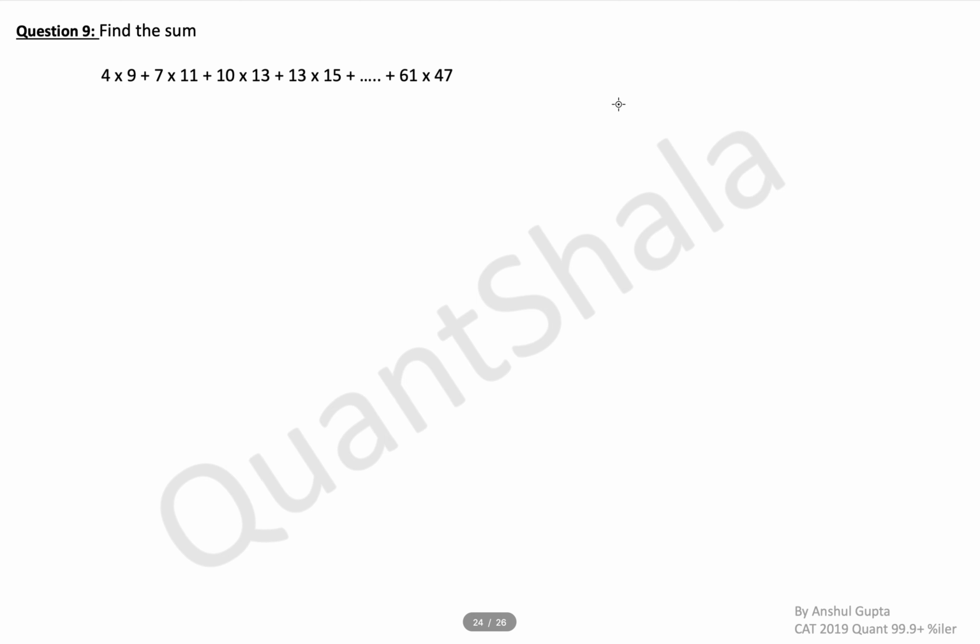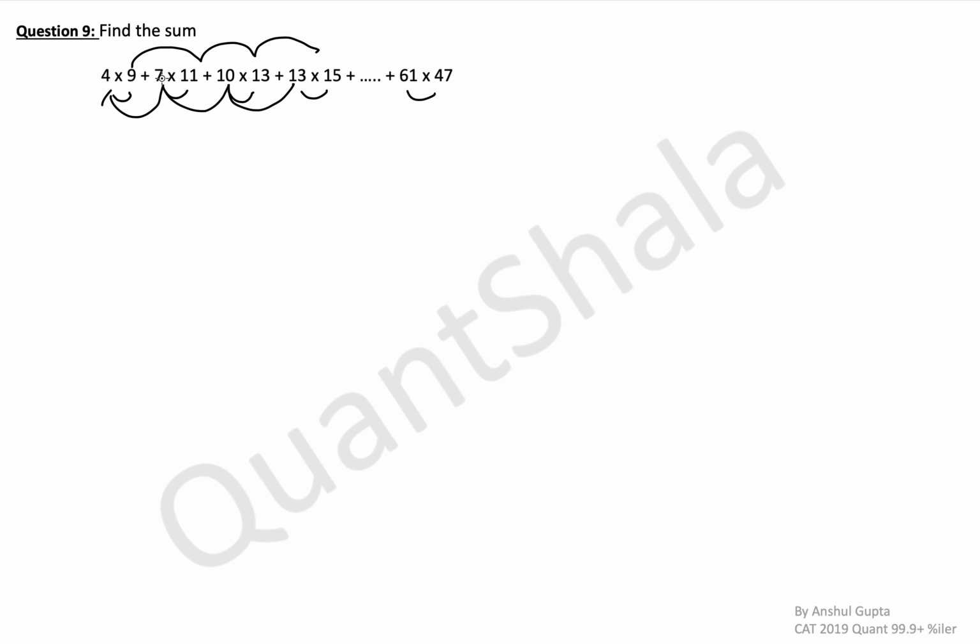Moving on to the last question. Find the sum of 4 multiplied by 9 plus 7 multiplied by 11 plus 10 multiplied by 13, and so on. Okay. So first thing we need to identify here is a pattern. So we see 4, 9, difference of 5, difference of 4, difference of 3, difference of 2, and then the difference of this. So I don't understand much by calculating the difference of this. But if we see the difference of all the first terms, so this is 3, 3 again, 3 again, and the second terms, 2, 2 again, 2 again.